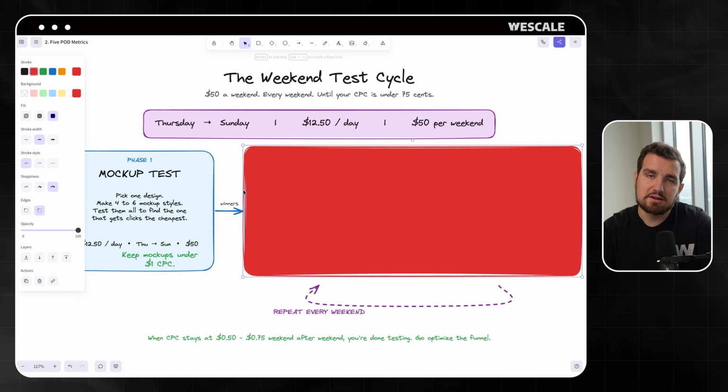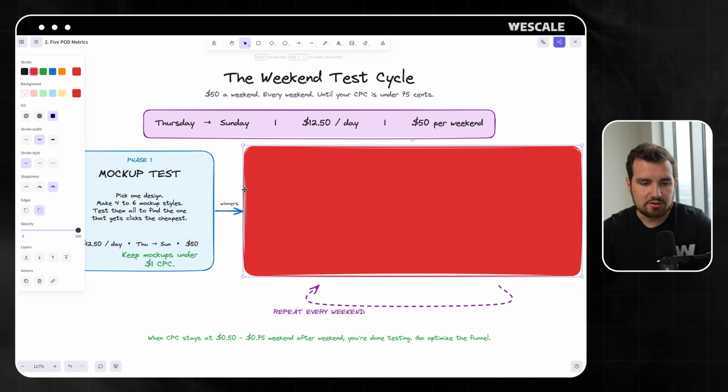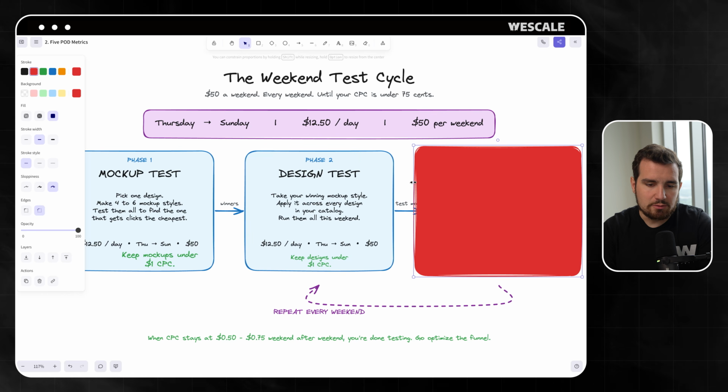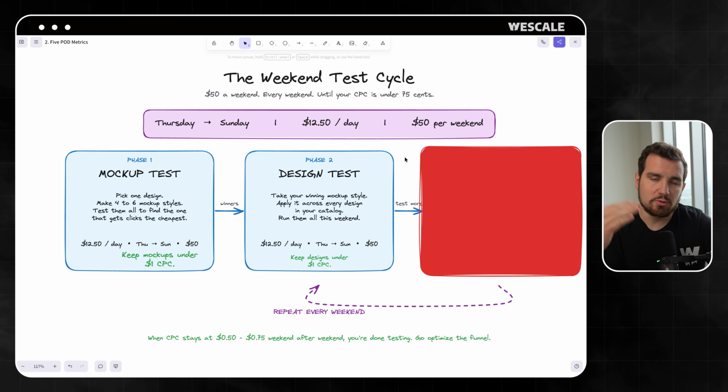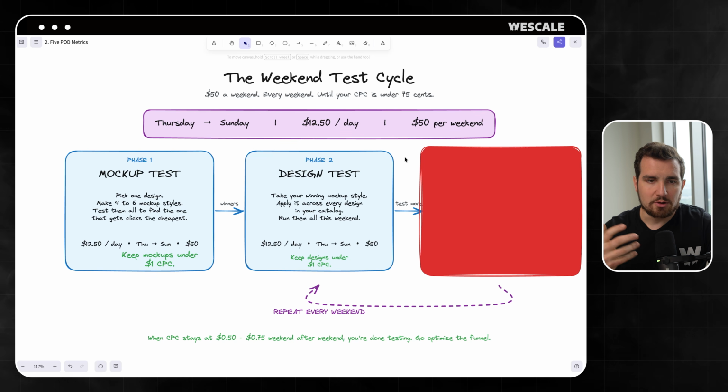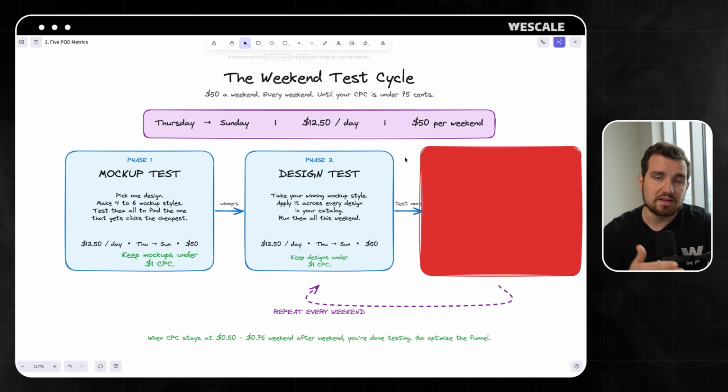And then after we've found a mockup that is getting under $1 cost per click, then we move on to testing our designs. And here we change what we're looking for the cost per click to be doing. We want it to be under $1, yes, but winning designs are typically in the 50 to 75 cent range. And then when we're running our brand, like say we've run the mockup test, we know what the background should be. Now we're looking at the designs. The real power in a number is in knowing what to do with it.